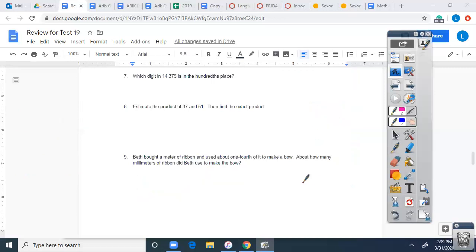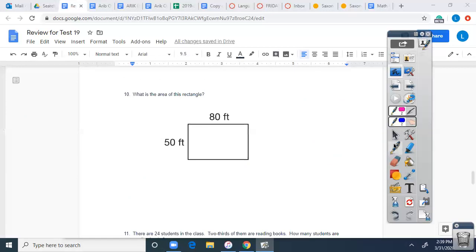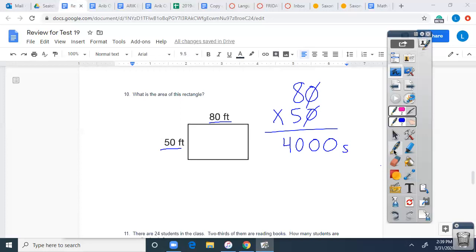We're going to find the area of this rectangle. The area of this rectangle. How do we find the area? We multiply. So we're going to multiply 50 times 80. Remember my trick with the zeros. 80 times 50. Just cross off those 2 zeros, put the 2 zeros down here, right? Now I just have to do 8 times 5, which is 40. So my answer is 4,000 square feet.